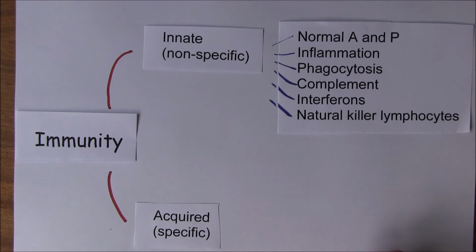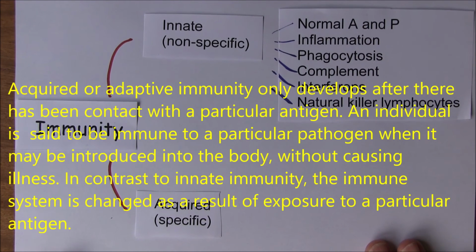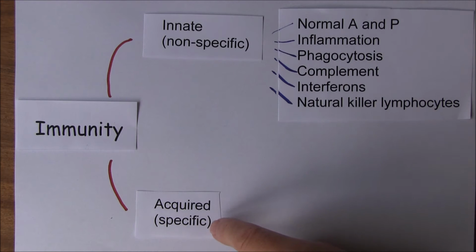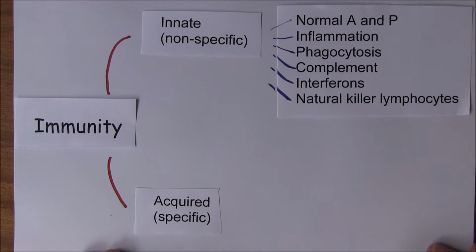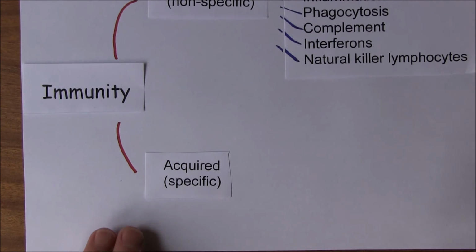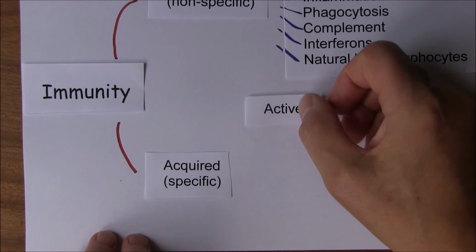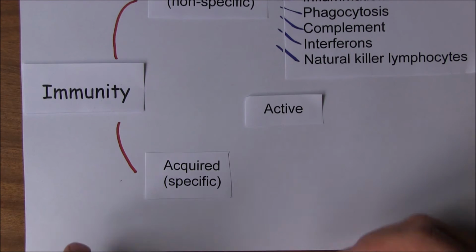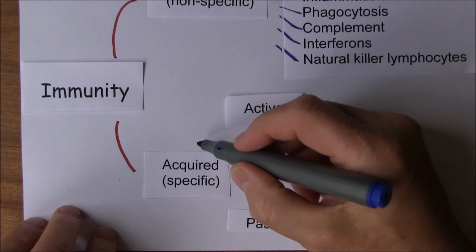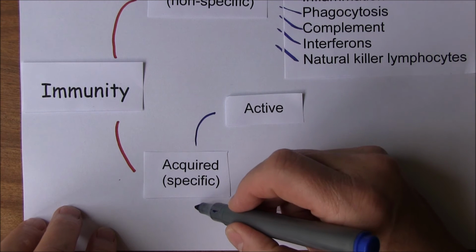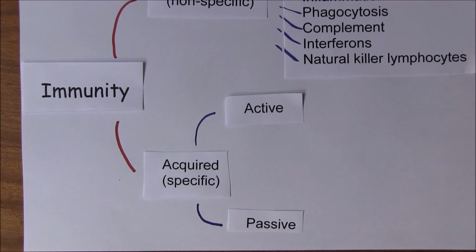But with the acquired immunity, at one time we are not immune to something, and then we develop immunity to something. This is acquired as we go through life, but it's specific to particular infective organisms. It's acquired and it's specific. And the acquired immunity breaks down into two forms. There's active acquired immunity and there is passive acquired immunity. So active acquired specific immunity, passive acquired specific immunity.